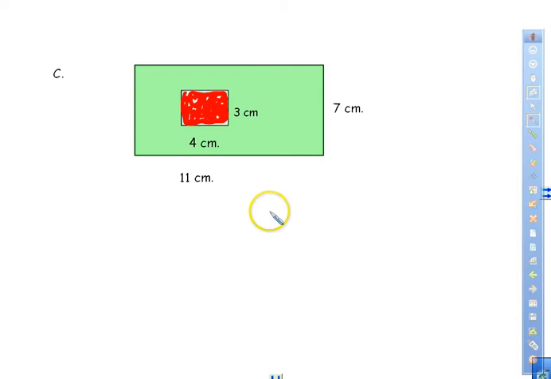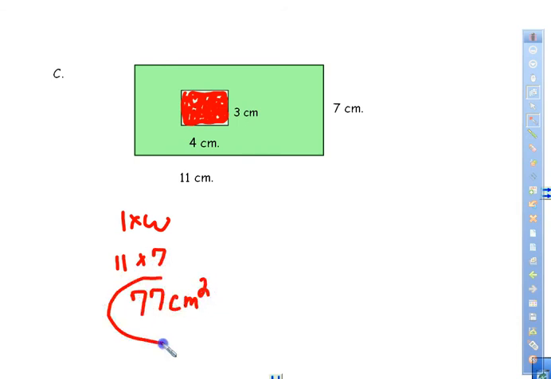All right, we are going to first try to find the area of the large rectangle. That's what we need to find first. So my length times width for the large rectangle is going to be 11 times the 7, which gives me 77 square centimeters. That's for the large rectangle. That's everything inside, including this area as well. Now what we need to do is find the area of this rectangle, which is length times width, 4 times the 3, which is 12 square centimeters.